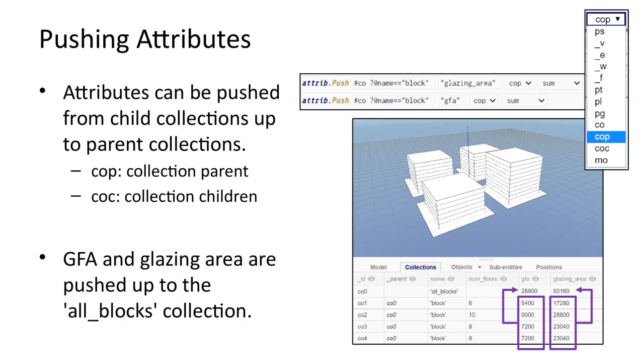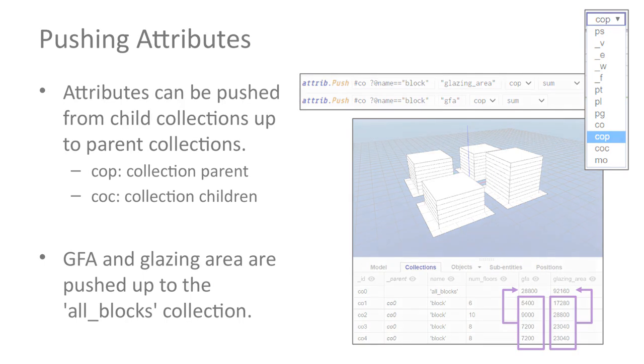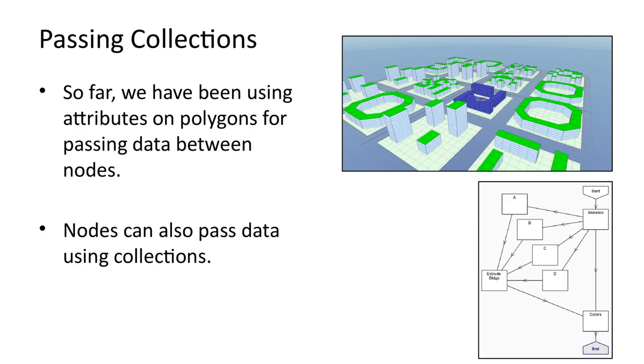Next, we will look at how collections can be used for passing data between nodes. Previously, we have advocated using attributes as a way of communicating between nodes. An upstream node may generate some polygons that a downstream node needs to use. In that case, the upstream node can add attributes to the polygons. The downstream node can then query the model and retrieve the polygons it needs. This approach works well. However, it can result in a lot of attributes.